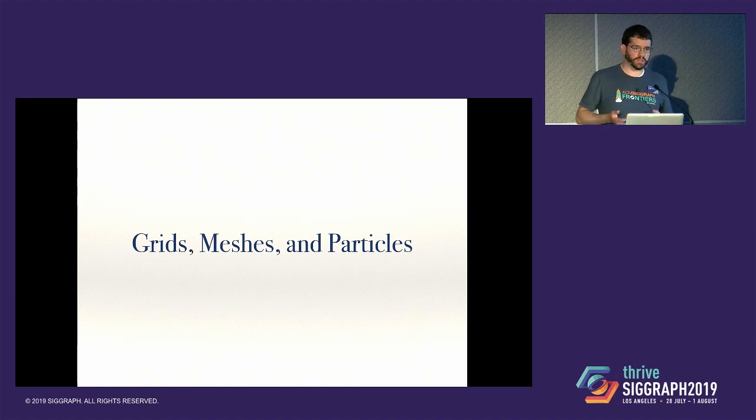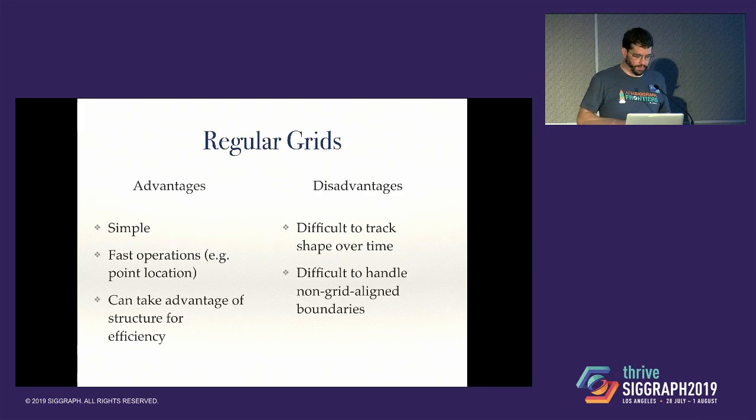There's three common discretizations in computer graphics: grids, meshes, and particles. Regular grids are a set of hexahedra, just a regular grid. Everything's the same. You have some dimensions in x, some dimensions in y, some dimensions in z, and there's some grid spacing h that tells you how far apart your samples are.